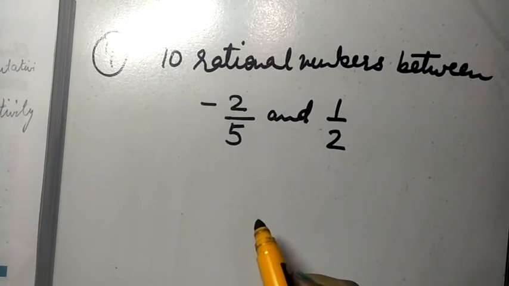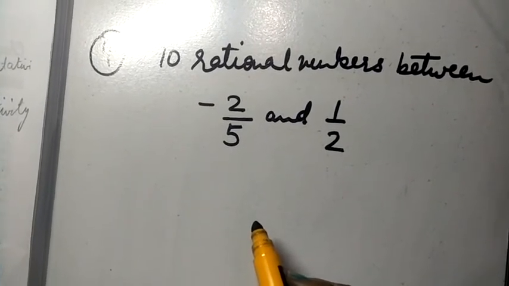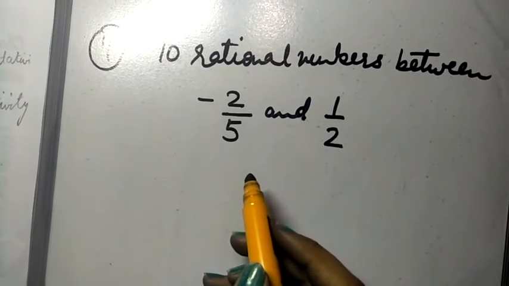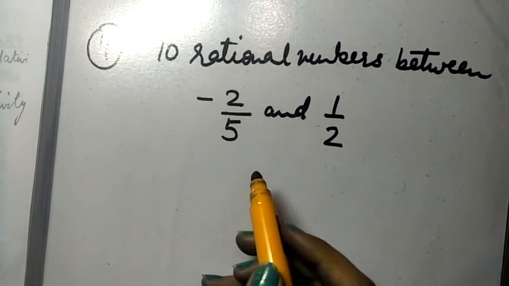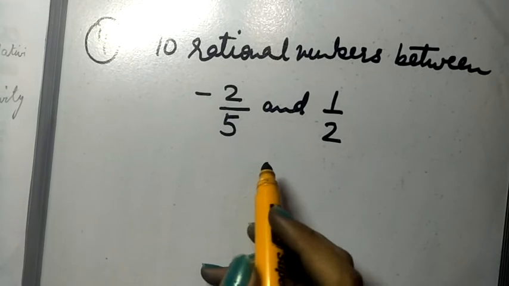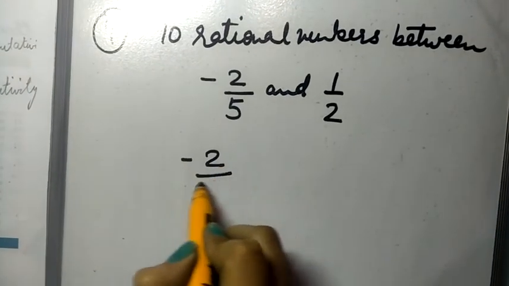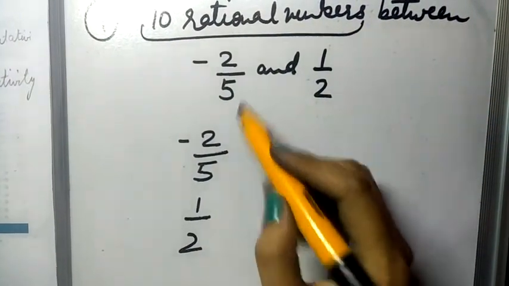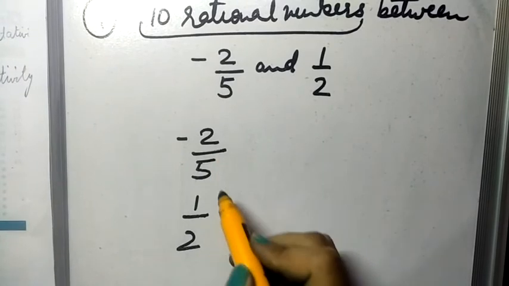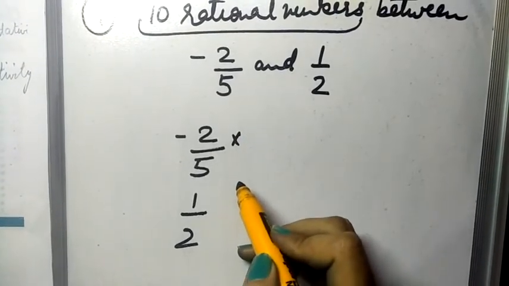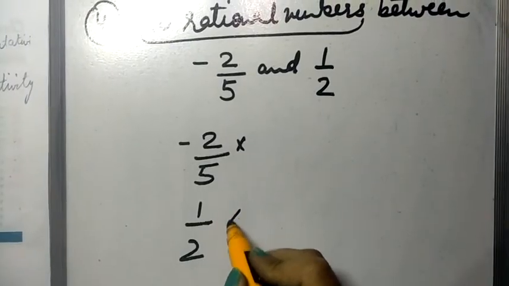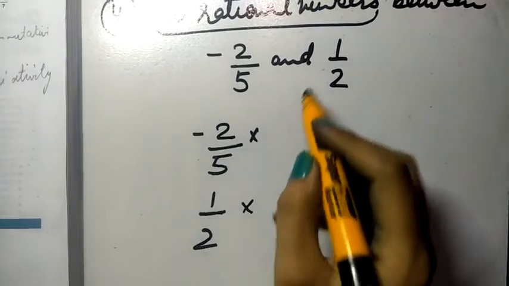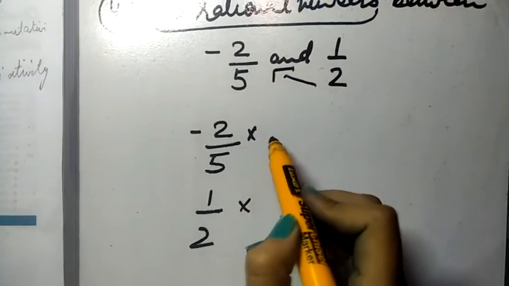Here is the fourth question. Find 10 rational numbers between -2/5 and 1/2. I have explained this kind of question in the points to remember. But here you have to see that these are the two fractions, and you have to write 10 rational numbers which come between them. So you multiply the numerator and denominator of a fraction by the same number. Here you can multiply this fraction with 2, so you get the same number.